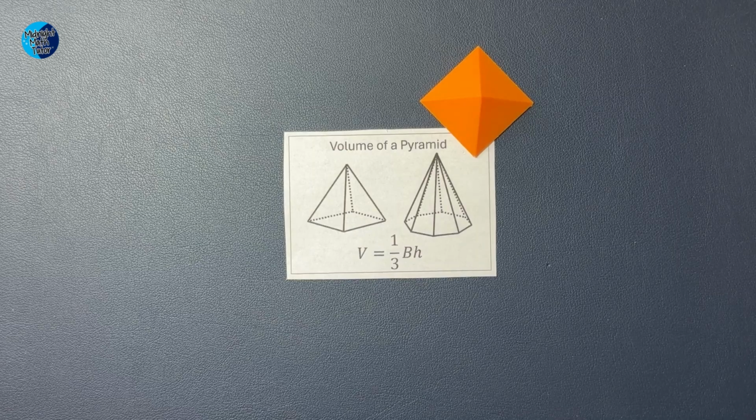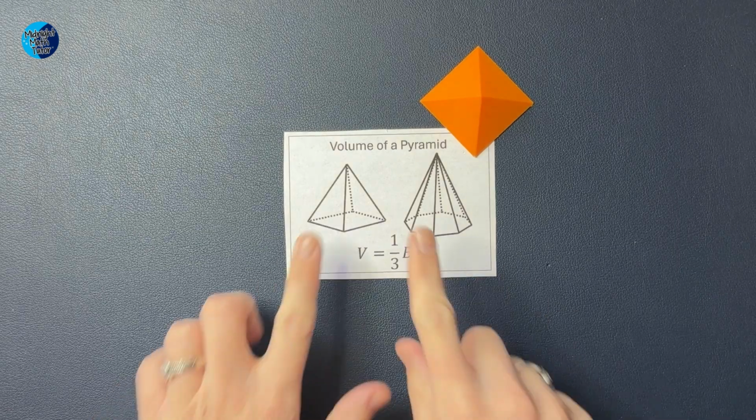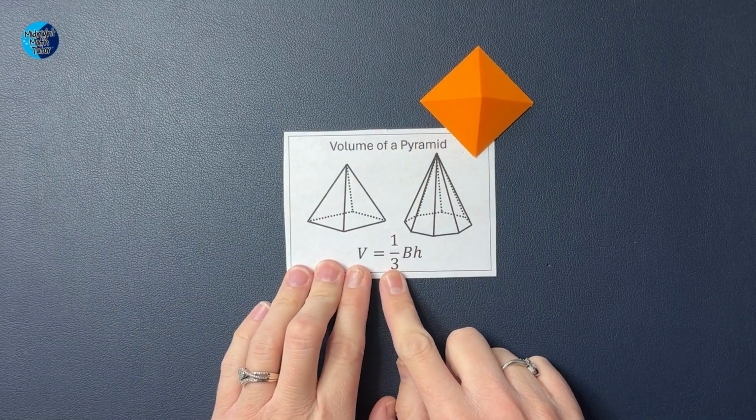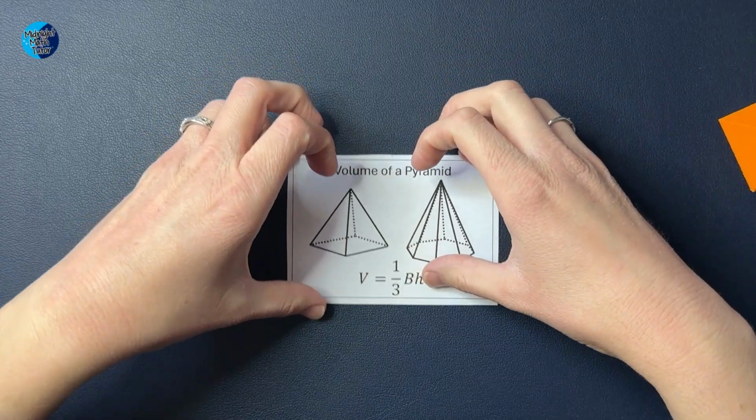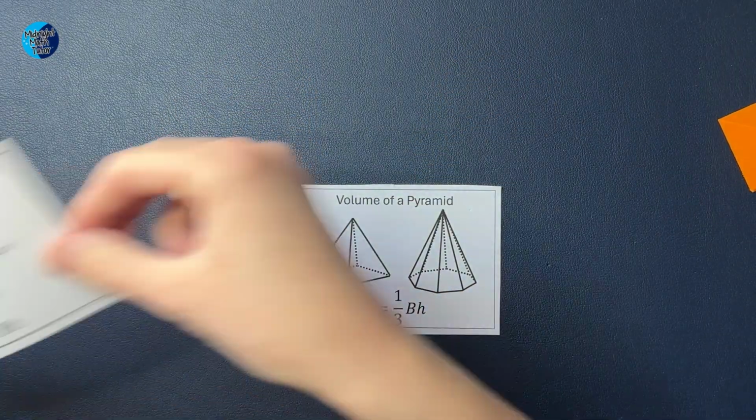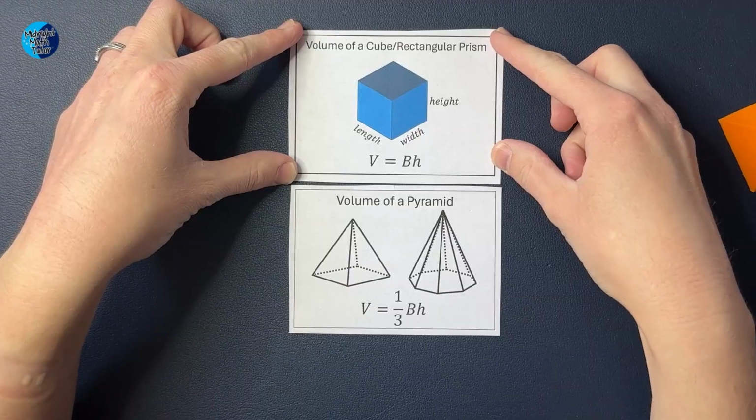Hey guys, in this video, we are going to talk about why the volume of a pyramid is 1/3 times the area of the base times the height. The easiest way to illustrate this is to compare it with the volume of a cube or rectangular prism.